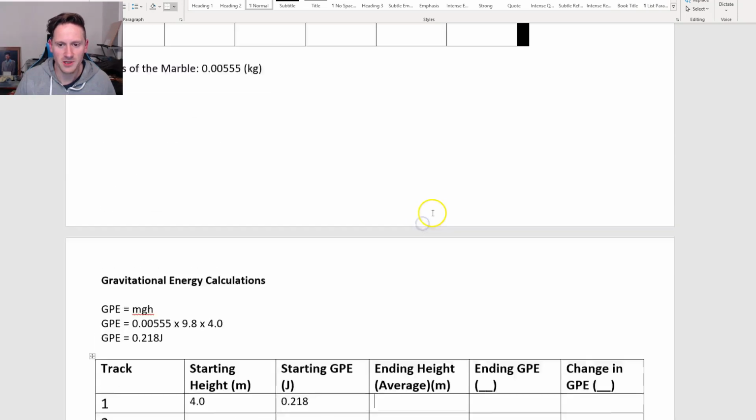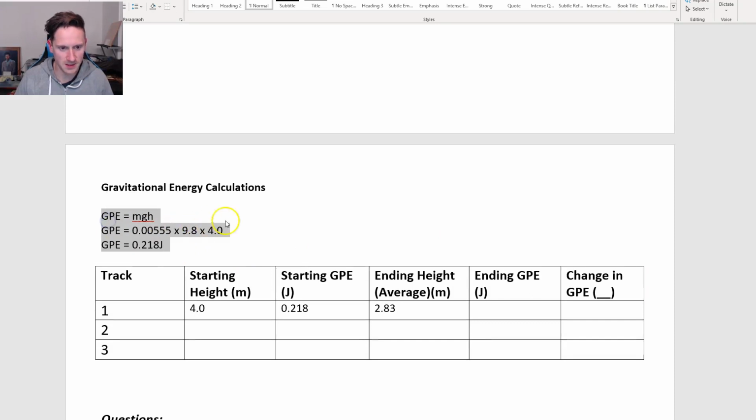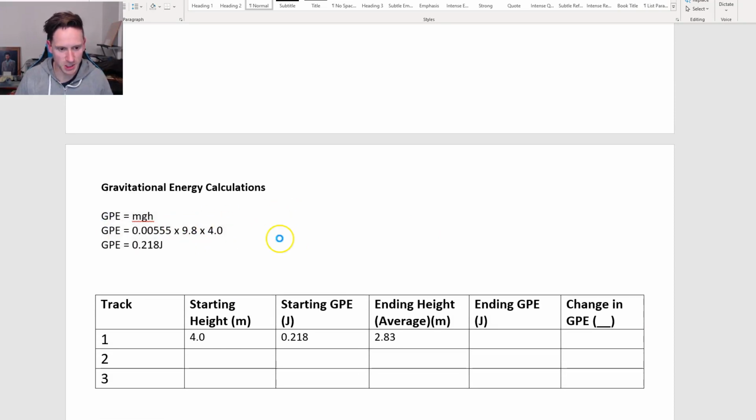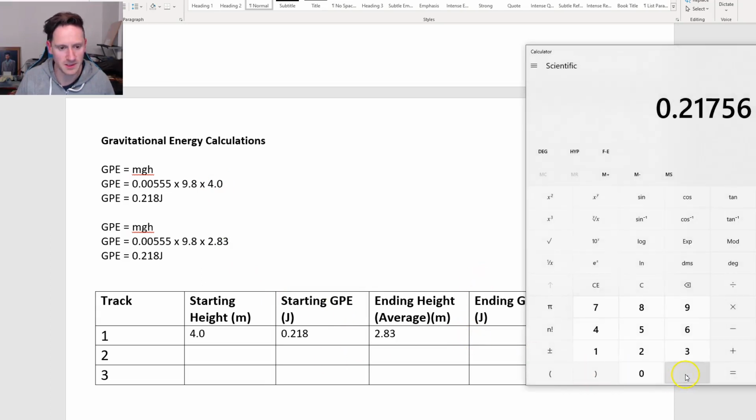The ending height average you obtain from here, so that's 2.83. And I'm going to do the same calculation here, the ending GPE. Again, that's going to be in joules. So I can take this and do a new calculation. The only thing I'm going to change is the ending height; the mass of the marble stays the same, and so does gravity. The ending height is going to be 2.83. It's always going to be lower than this one here. So I can put that in my calculator once again, and I'll start from scratch.